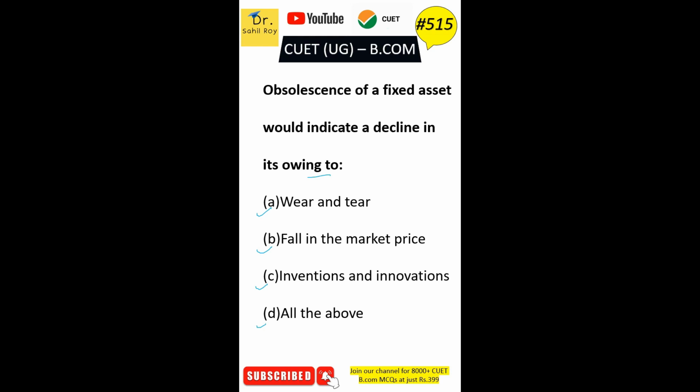इस क्वेश्चन का सही आंसर है obsolescence of a fixed asset. Obsolescence मतलब outdated होता है, ठीक है. Obsolescence of a fixed asset would indicate a decline in its value owing to inventions and innovations. Option C is the correct answer.